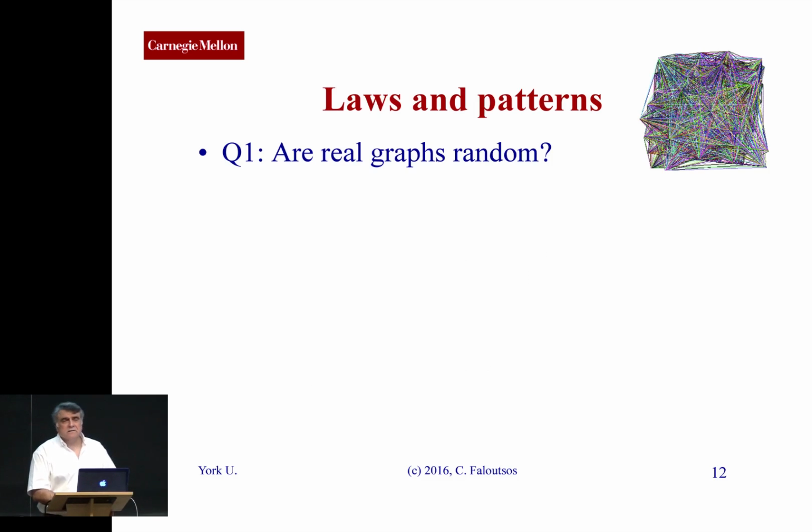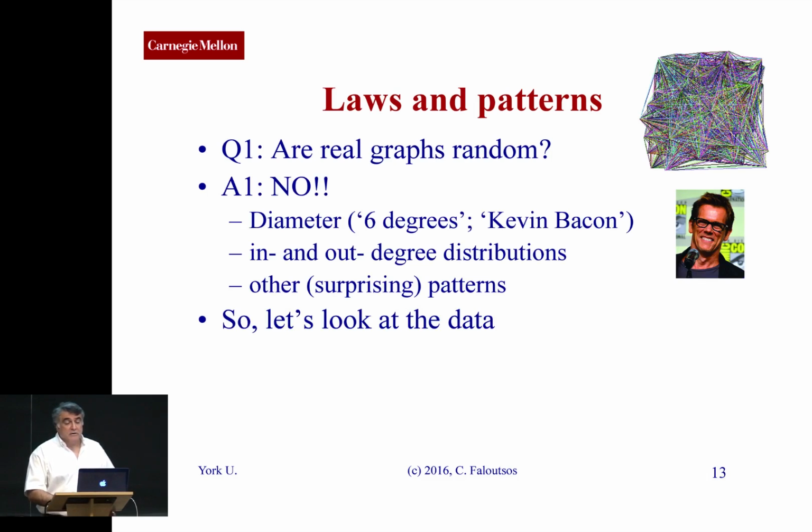If we plot them like that, nothing shows. This is actually what sociologists call a dead star, right? Because nothing shows. But it turns out that real graphs are not random. I'm sure all of us have heard of the six degrees of separation. Some of us have wasted time with the Kevin Bacon oracle. I won't go into details except offline, right?